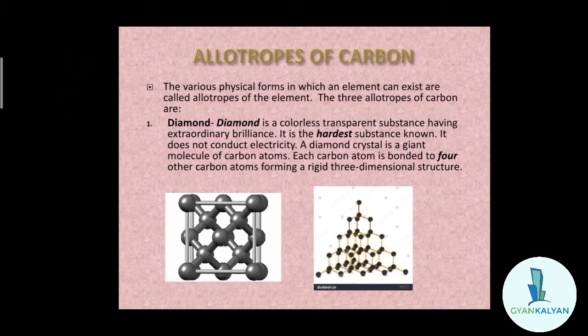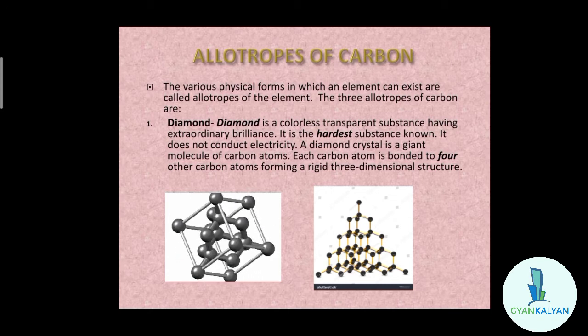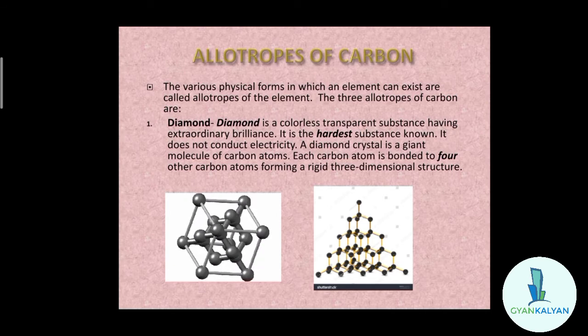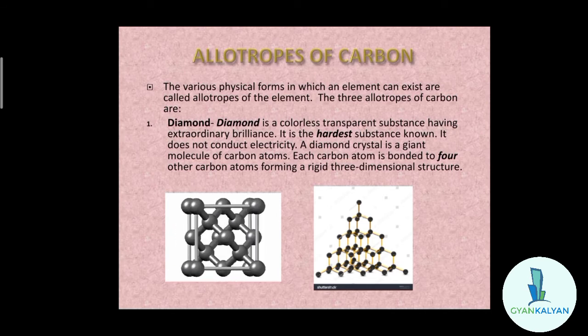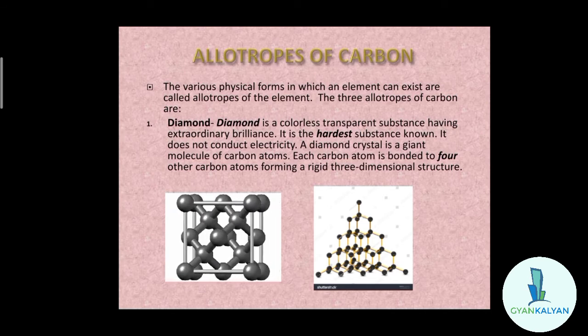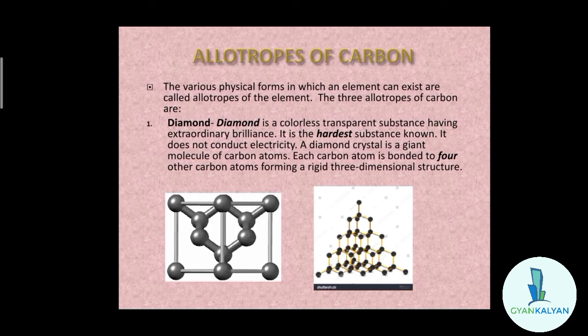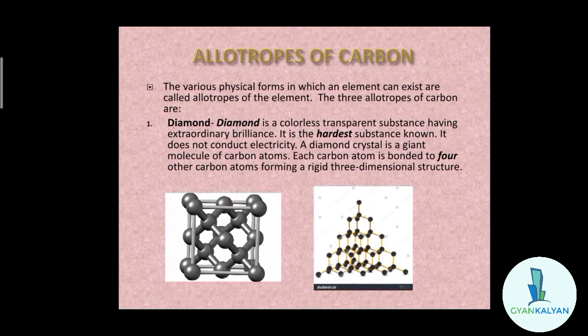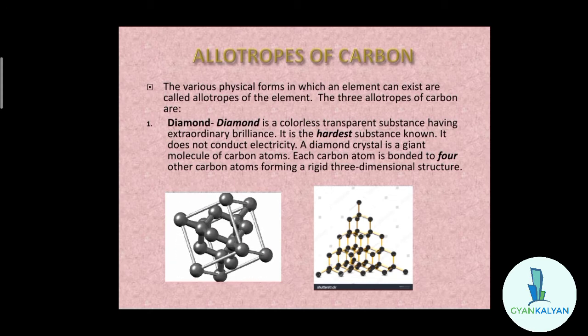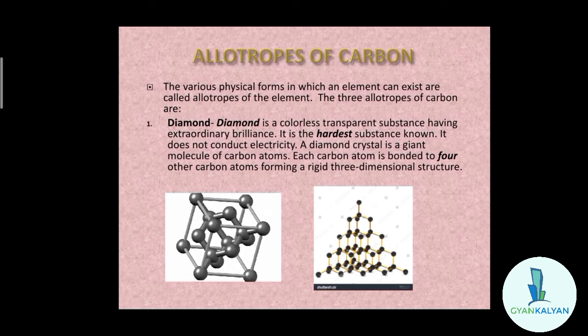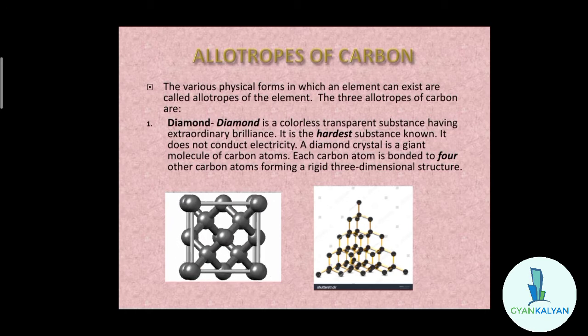Next is allotropes of carbon. So this is an important topic of this chapter, allotropes of carbon. So the various physical forms in which an element can exist are called allotropes of the element. So allotropes means those physical forms. There are various physical forms of the same element. Okay, the same element can exist in various physical forms. So those are the allotropes of the element.